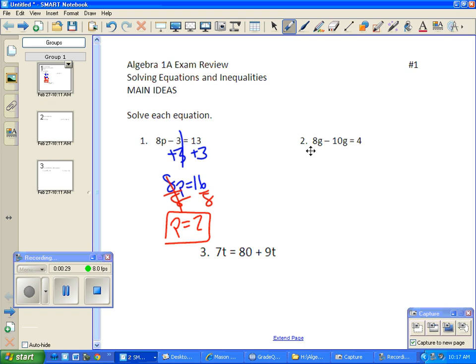That's it. Number 2, 8g minus 10g equals 4. What do we call those again? Oh, right, like terms. 8g minus 10g is negative 2g equals 4, and when you divide both sides by negative 2, you get g equals 4 divided by negative 2, which is negative 2. Be careful with your signs.